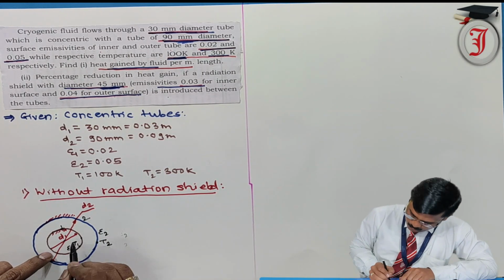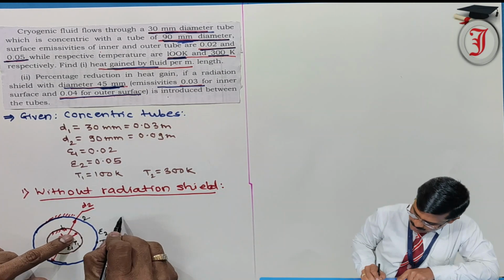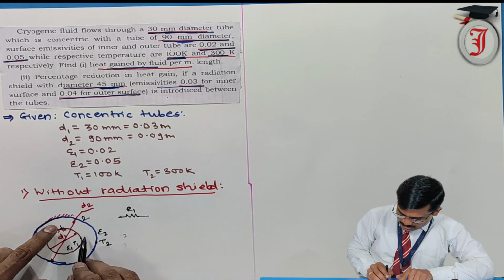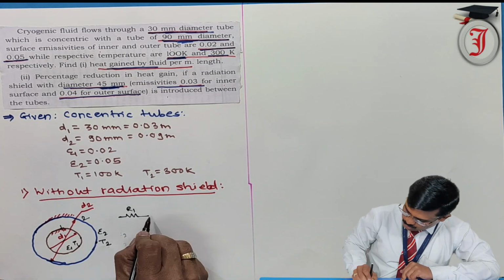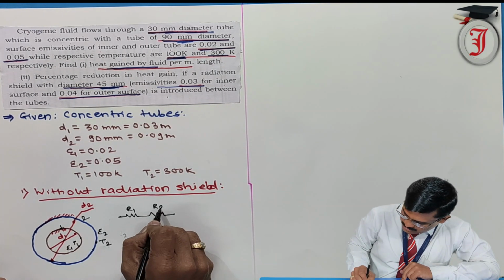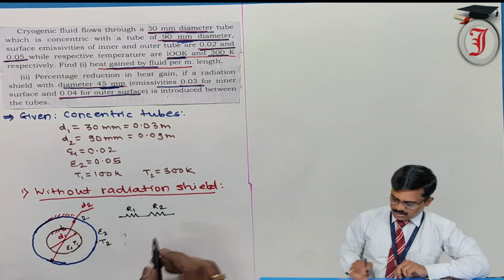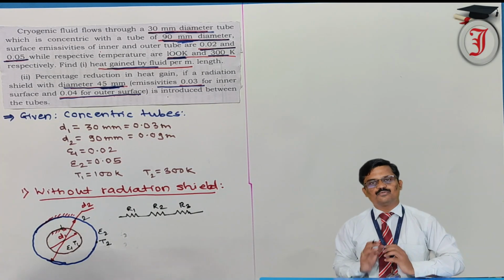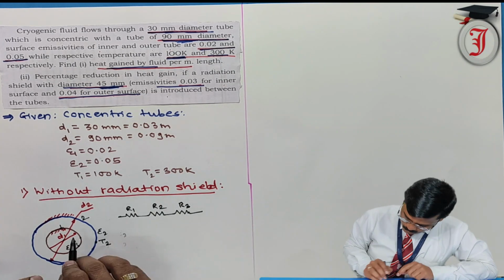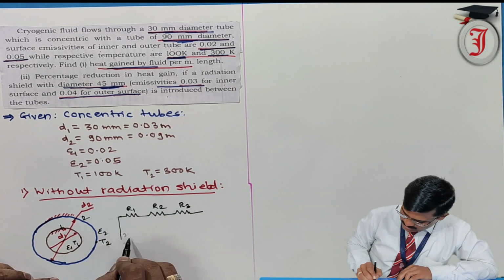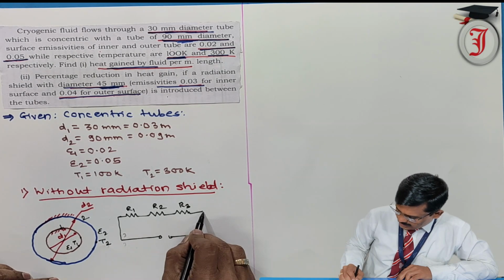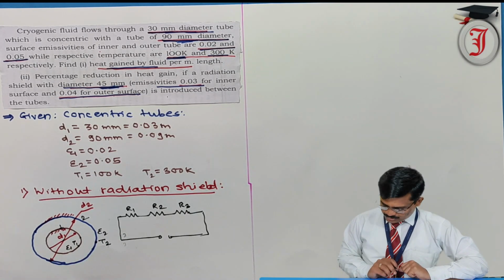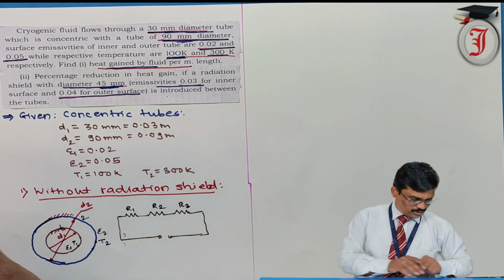We know this is the first tube, which has one surface, so we have a surface resistance R1 for this. Then there is a space between these two tubes, so R2 is the space resistance. And the third surface, the outer tube, has R3 as its surface resistance. So we have a total of 3 resistances in series. This is the electrical circuit for the given situation, where cryogenic fluid is flowing through these tubes. Let us solve this numerical now.